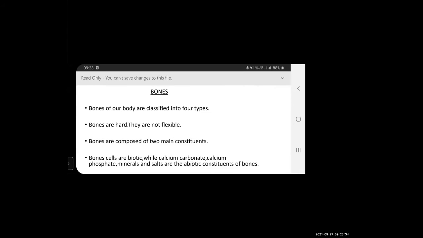Now, the very important part, how many bones are there? I have told you in the starting. How many bones are there in the human body? Yes, children. There are 206 bones in the human body. 206 bones in the human body. Now, you are going to understand about bones. Okay. See, the bones of our body are classified into four types that we are going to see in the further part, okay?